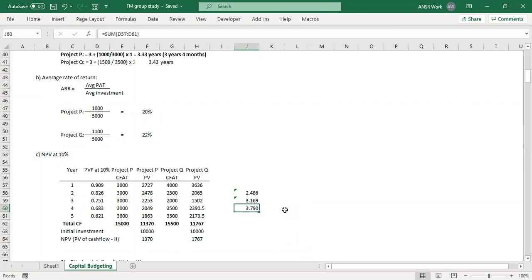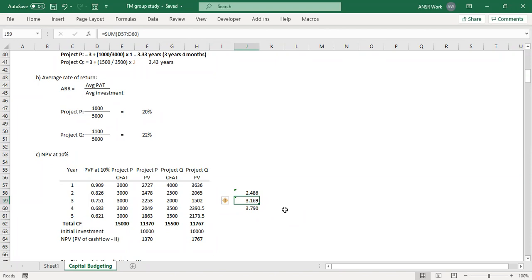PVIFA for 10% 4 years is 3.1699. Just look at this number, 3.1699. Just look at my screen now. What is this value? Now look at 3.790. What is happening? Can you see? This is the reason it will be more than one, because PVIFA is nothing but the total of those factors.